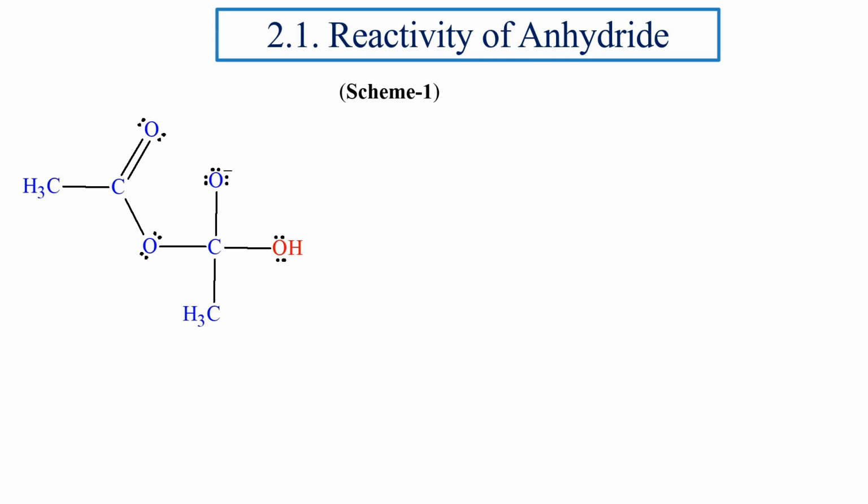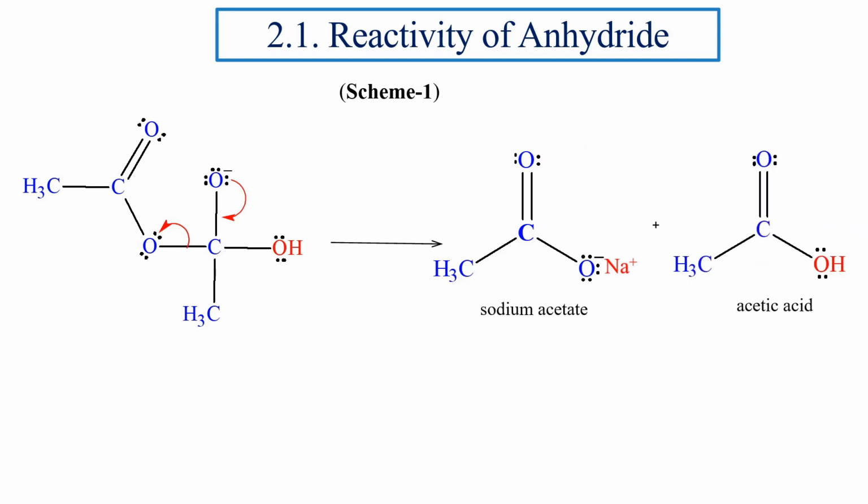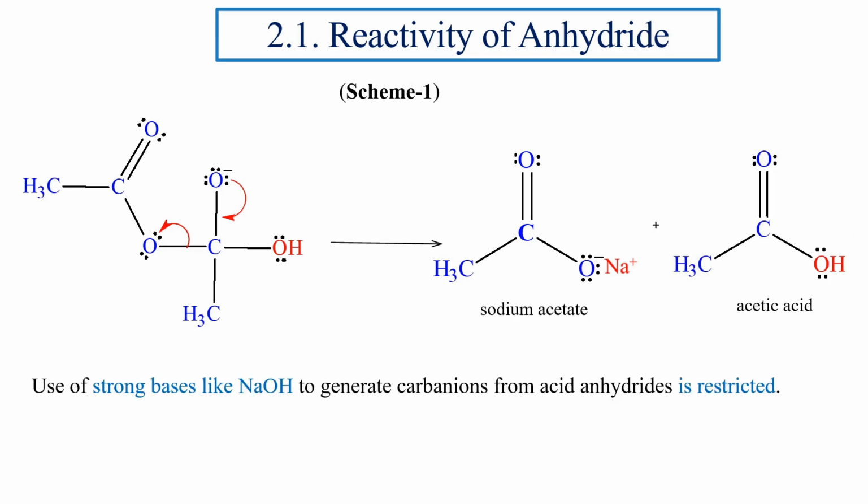The electron pair present on the O minus ion forms a double bond, thereby breaking off this sigma bond, which gives the products sodium acetate and acetic acid. This is how sodium acetate and acetic acid are formed. Hence, use of strong bases like sodium hydroxide to generate carbanions from acid anhydrides is restricted, and hence no Perkin reaction is possible if sodium hydroxide is used.